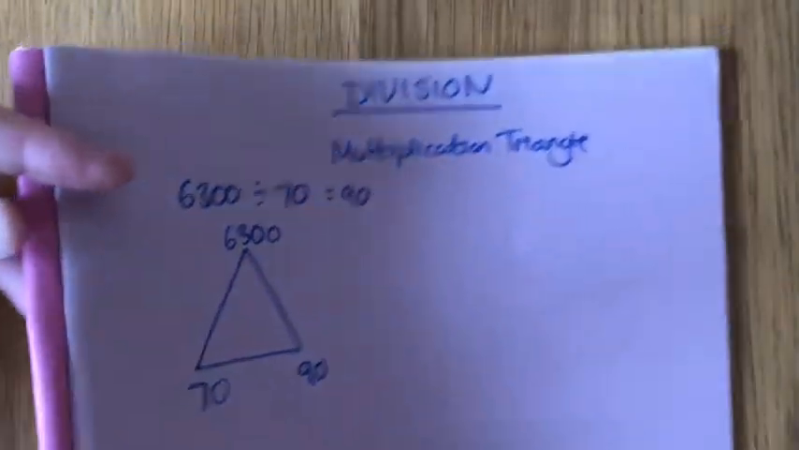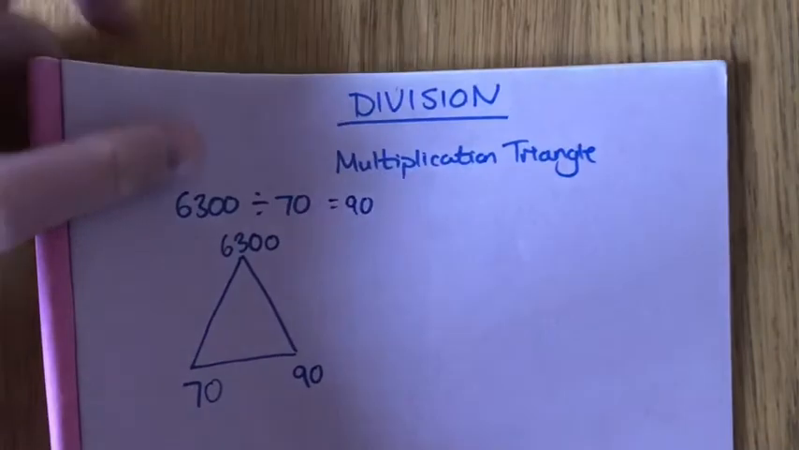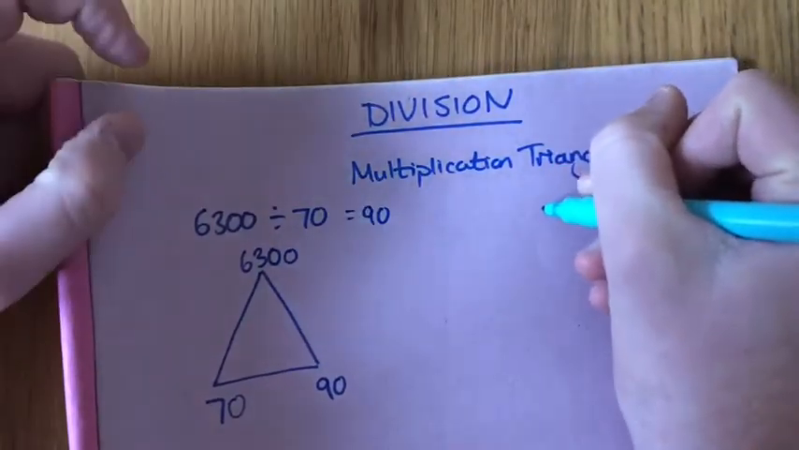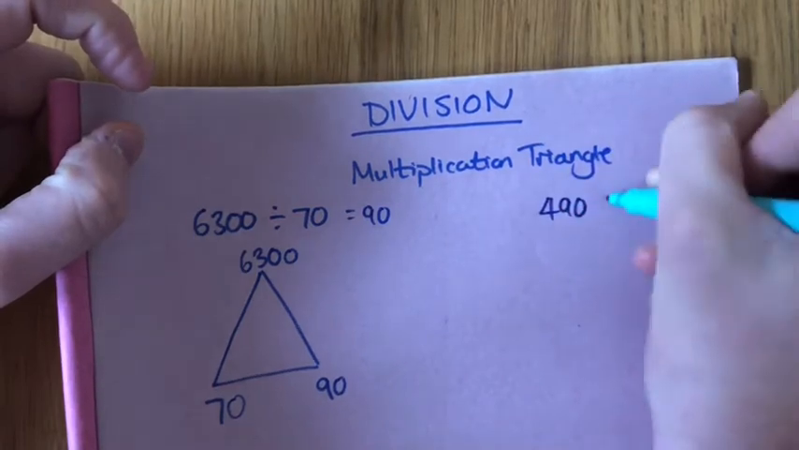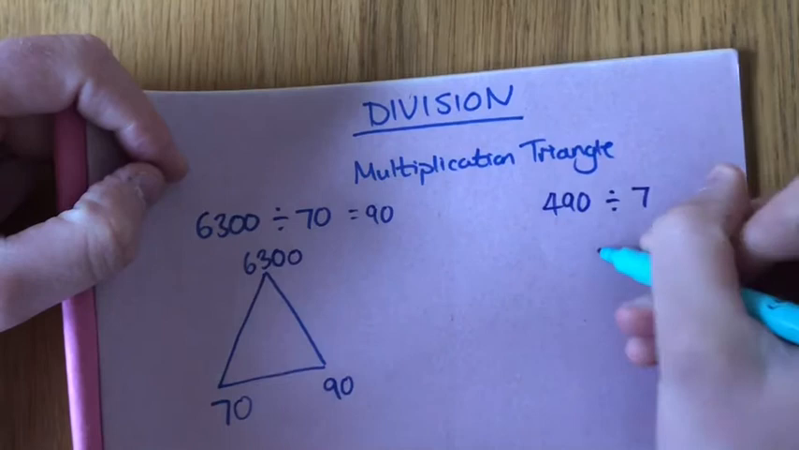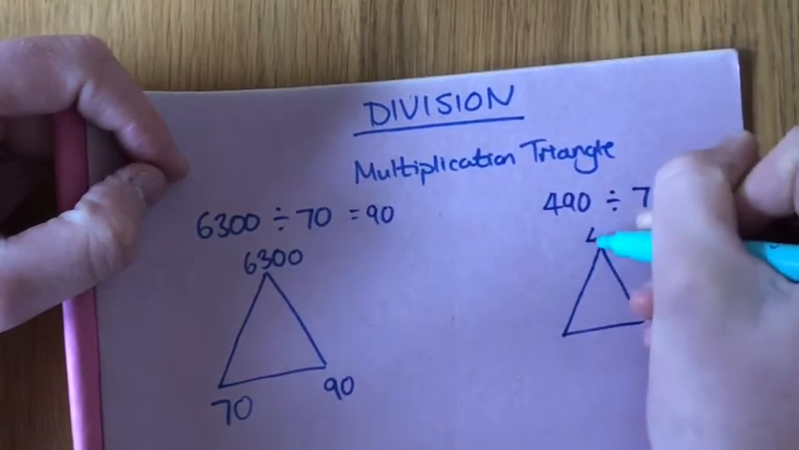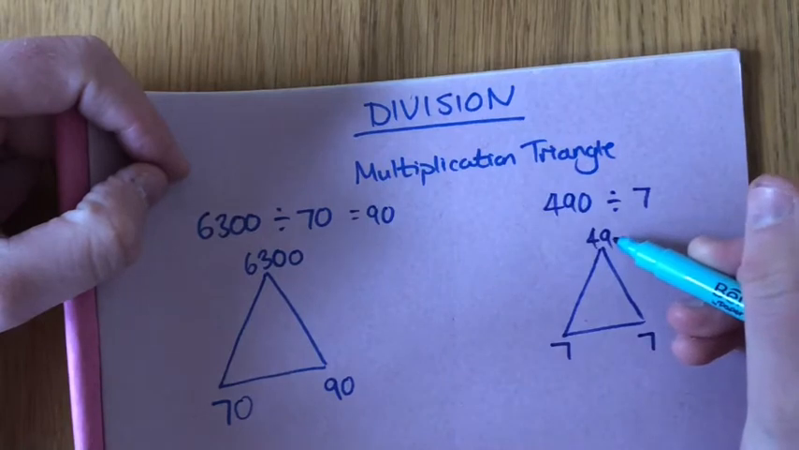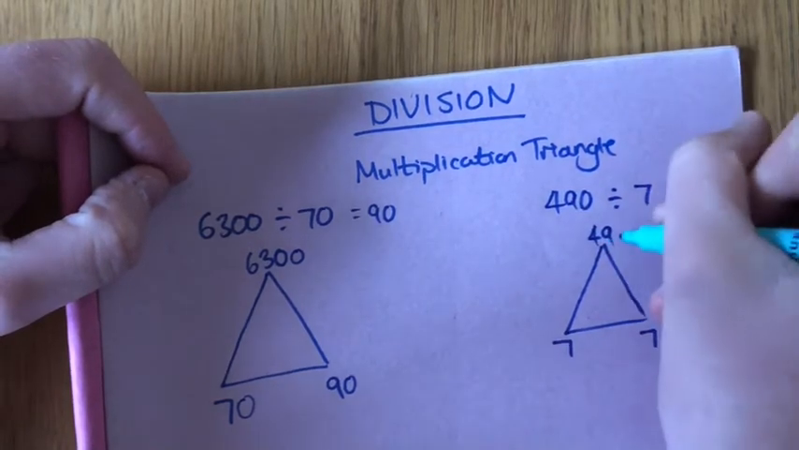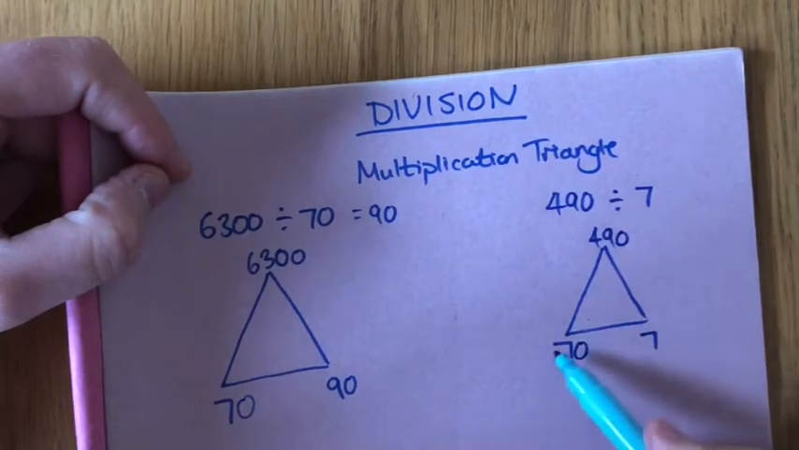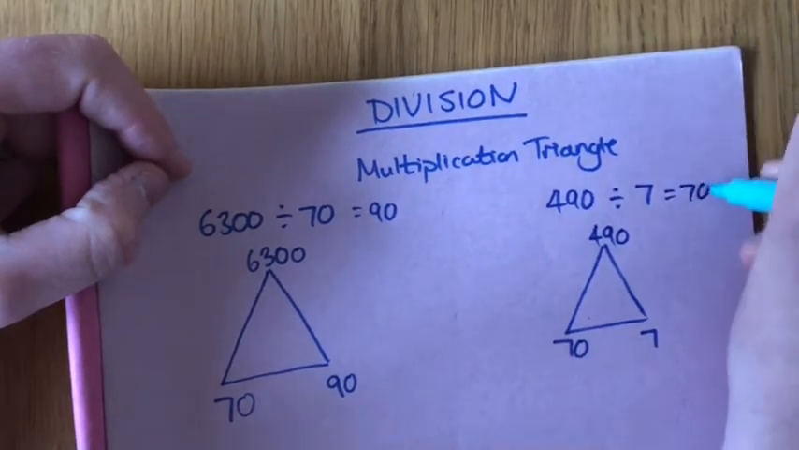And again, let me do one more. So let's say we have something like 490 divided by 7. Well, I can see that 49 divided by 7 is the easy question. And that's 7. Or 49, I need to be 490. Times that by 10, so I need to times that by 10. So 490 divided by 7, my answer is 70.